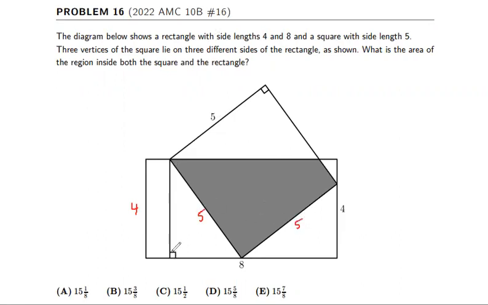Since this is given as 90 degrees, and we know this is a rectangle, this is also 90, so these guys will be parallel. So I can say this is also 4. Since we have 4, 5, and we can see this is going to be just 3, we can either use a Pythagorean triple, which is what I did, or the Pythagorean theorem itself, okay?